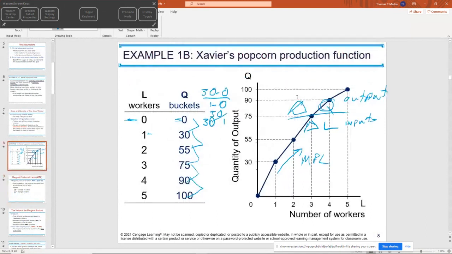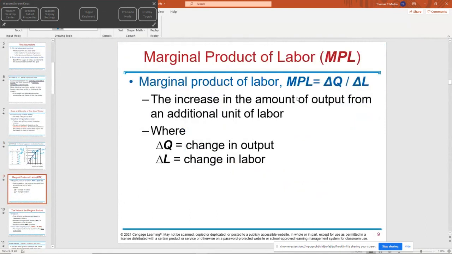Any questions on that? Okay. Here's the formula that I was just mentioning, the marginal product of labor. What we're looking at is the increase in the amount of output based on the increase of inputs. But we're looking at it for the additional unit of labor. There's our output and our input.